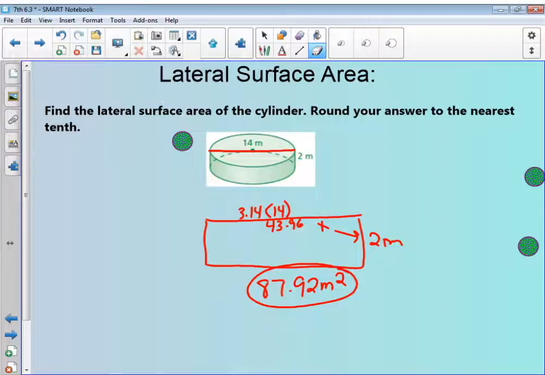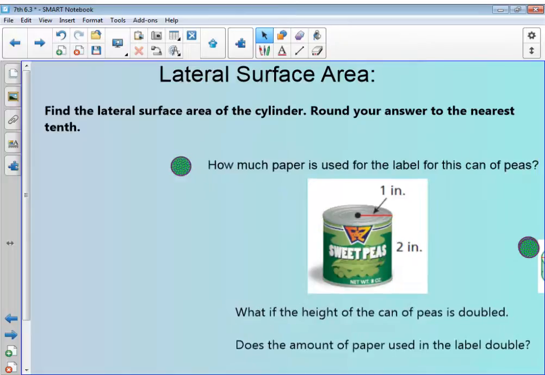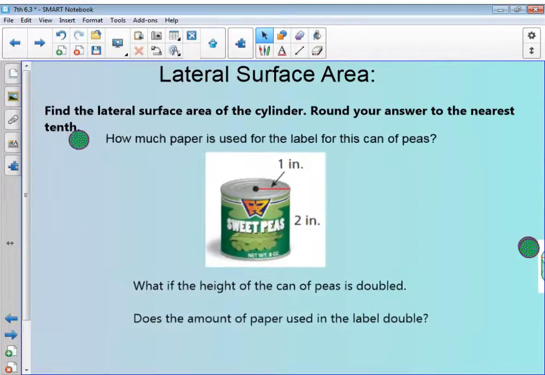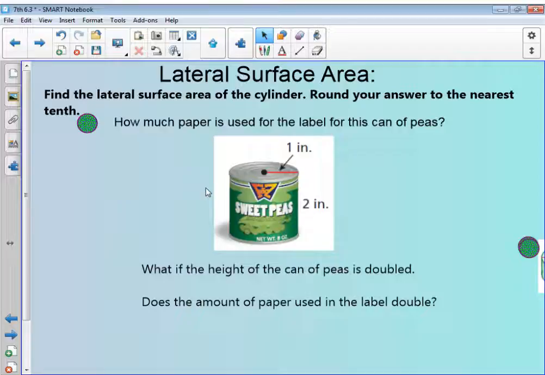So I'm going to go ahead and give you guys one to try. Like I said, it's fewer steps than what you had to do yesterday, but it's just introducing you to that concept of lateral surface area. So here it says how much paper. So this would be like a real world application of understanding why you would ever need to understand just lateral surface area. It says how much paper is used for the label for this can of peas. What is the height of the can of peas? What if the height of the can of peas is doubled? Does the amount of paper used in the label double?